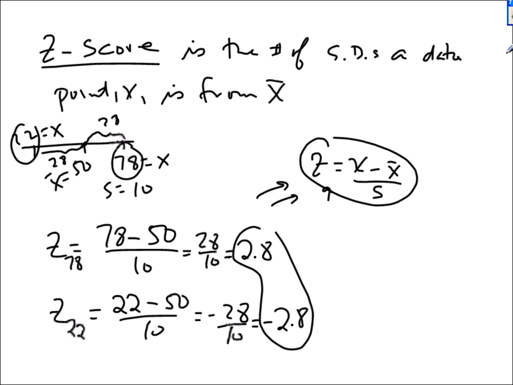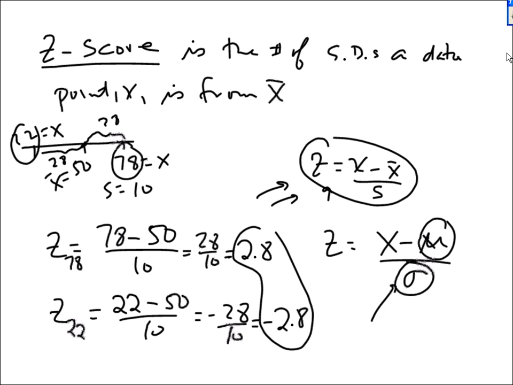Now, this was for a sample. The formula for the z-score for a population is the same formula, except the way we write the mean for a population is mu, and the way we write the symbol for standard deviation has changed. It's now sigma. Okay, that completes the section on measures of variance.